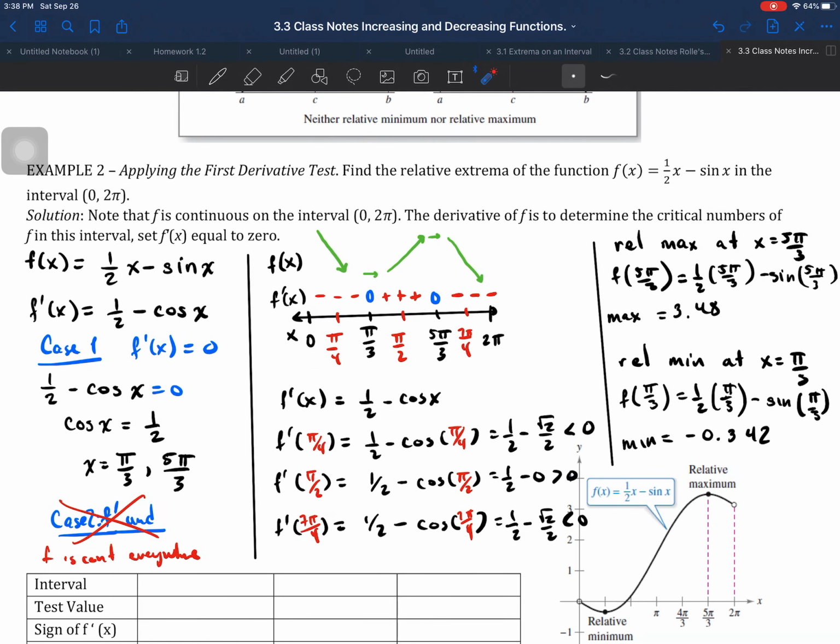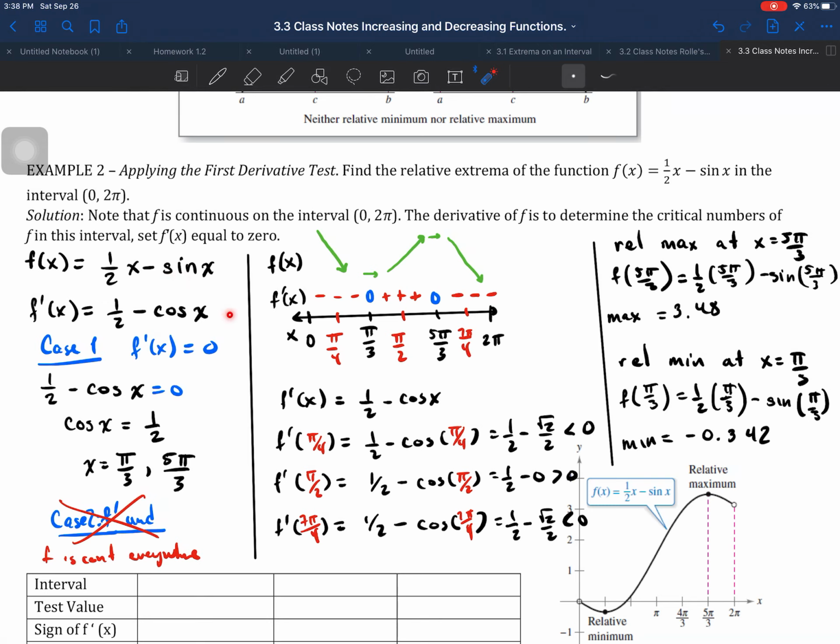Find the relative extrema. So now the question is to find the relative extrema, not just the increasing. Find the relative extrema of the function f of x equals 1/2 x minus sin of x in the interval 0 to 2 pi. So we have a restriction. We also have to check that f is continuous on the closed interval and differentiable on the open interval. The derivative of f is determined by the critical numbers of f, so first we take the derivative. The derivative of 1/2 x is 1/2, and the derivative of sine of x is cosine of x, with the minus in front of it.